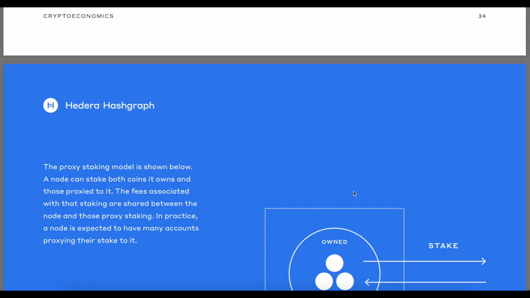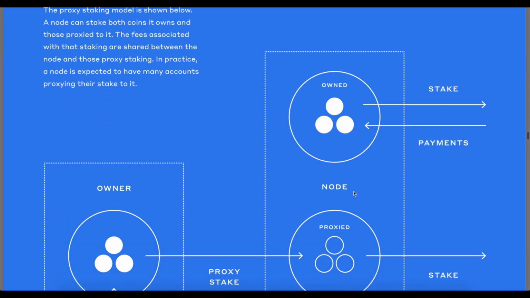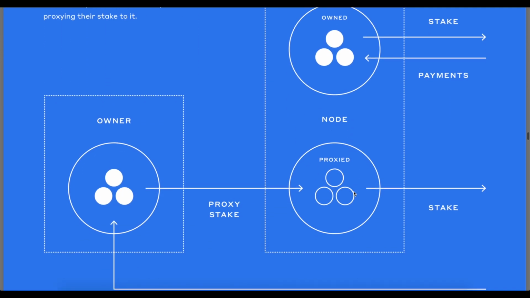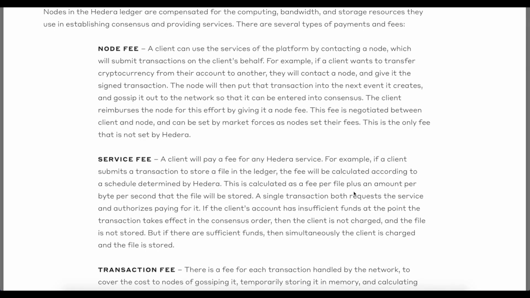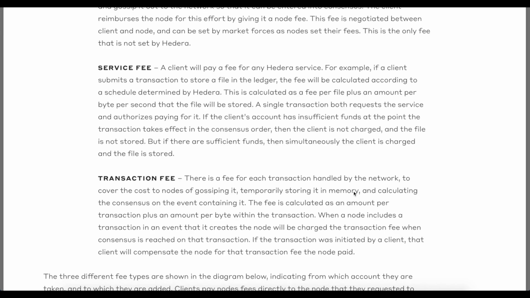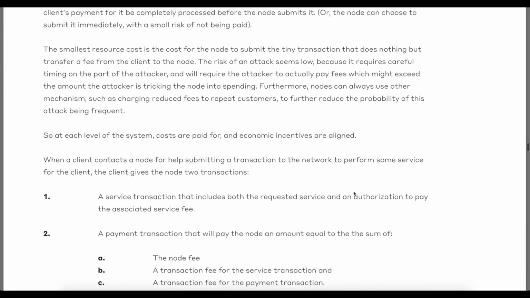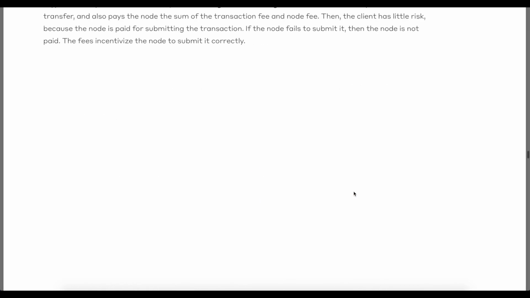And I already told you guys that it will be proof of stake and proof of proxy stake. So this is a diagram that is explaining that to you guys. The payment and the service fee will be very minimum in Hedera Hashgraph, and also the transaction fee will be a lot less due to the super fast nature of Hashgraph. Then you guys can go and check all these things in details.